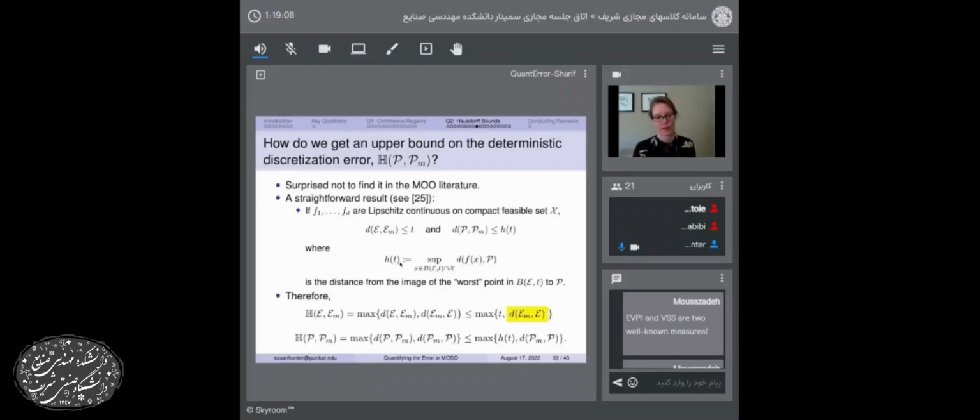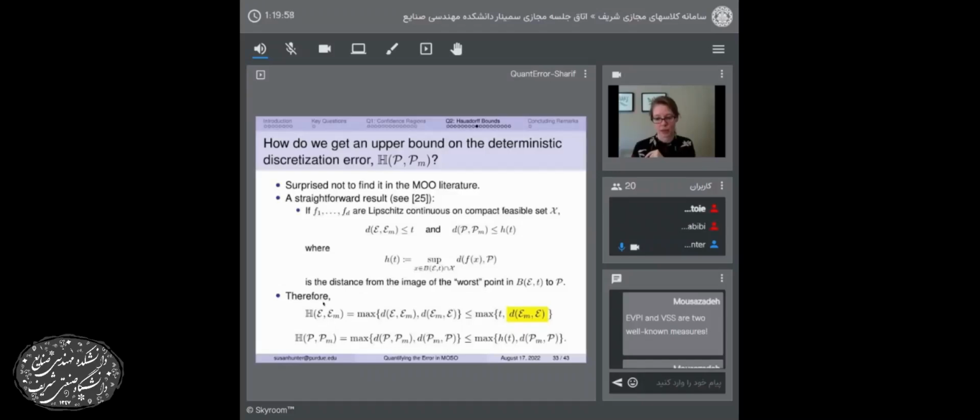So how do we get an upper bound on this deterministic discretization error? I was, again, surprised not to find it in the literature. We do know for the coverage error, the distance from E to EM, that is less than or equal to t, and the distance in the objective space is less than or equal to h of t, where h of t is the distance from the image of the worst point in a t radius ball around the efficient set to the Pareto set. So if you don't absorb h of t right away, just think of h of t as a way to get results that happen in the decision space into the objective space. We're going to work completely in the decision space, and then this h of t is going to translate it over into the objective space.